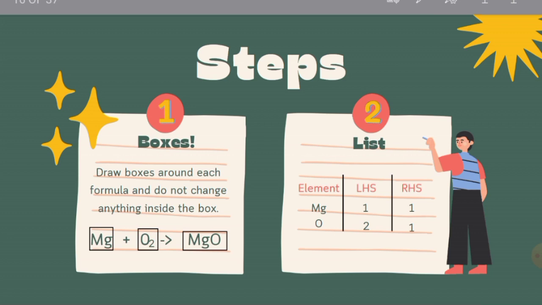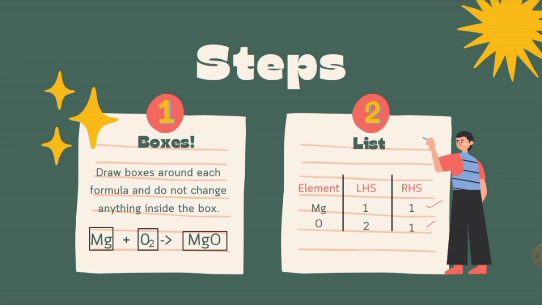In the second step, we need to list the number of elements. First, what are the elements present? Magnesium and oxygen, that is there. And on the LHS and RHS, we have to mention how many atoms are present. Similarly for oxygen, we have done the same thing here. Okay, second step is also done.